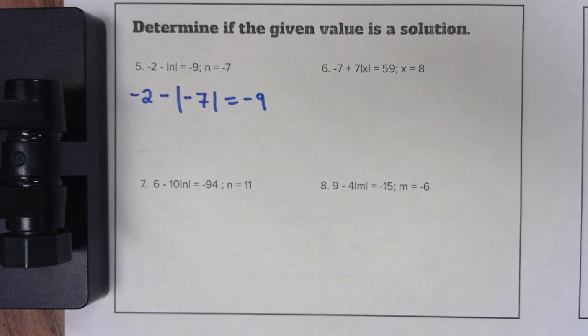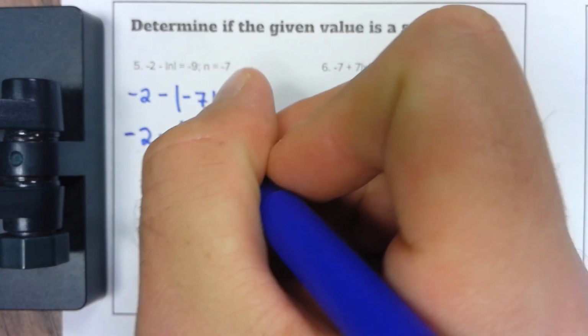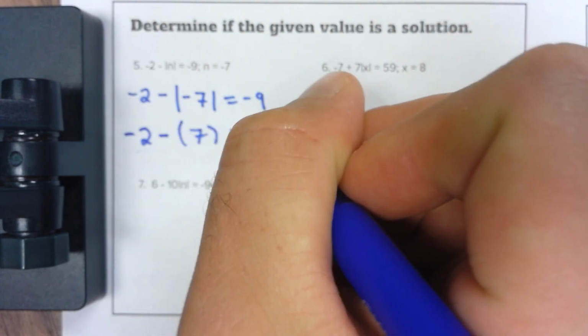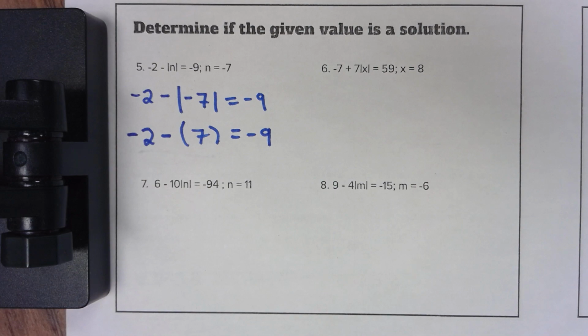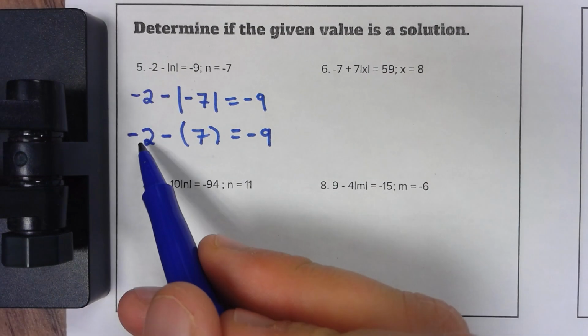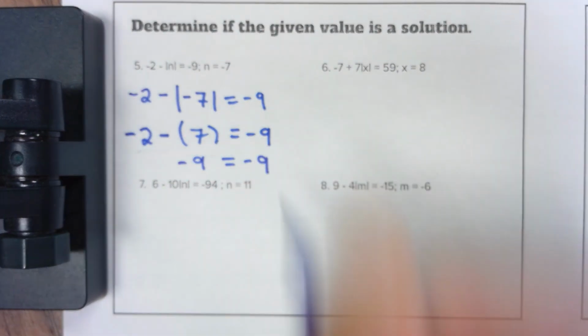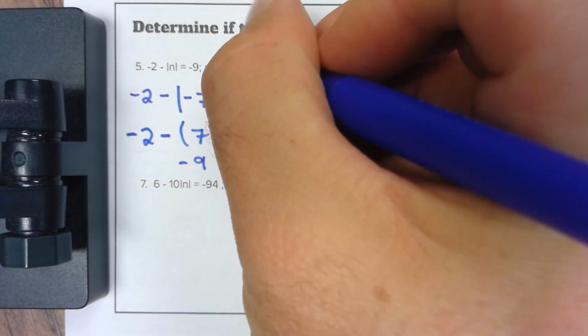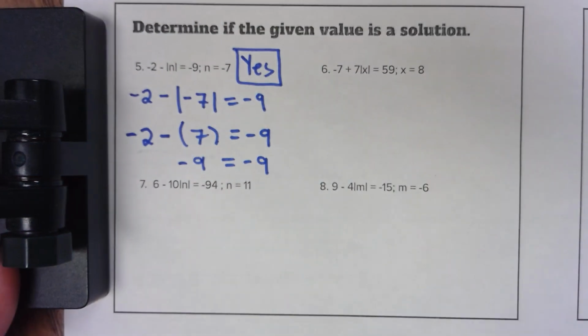So when we take the absolute value of a number, that just means to make it positive, not change the sign, but just simply make it positive. Once we make it positive, I change the absolute value brackets to regular parentheses, which shows that I've taken the absolute value of it. And now, negative 2 minus 7, that is negative 9. So I get negative 9 equals negative 9. That is true, and thus it is a solution.